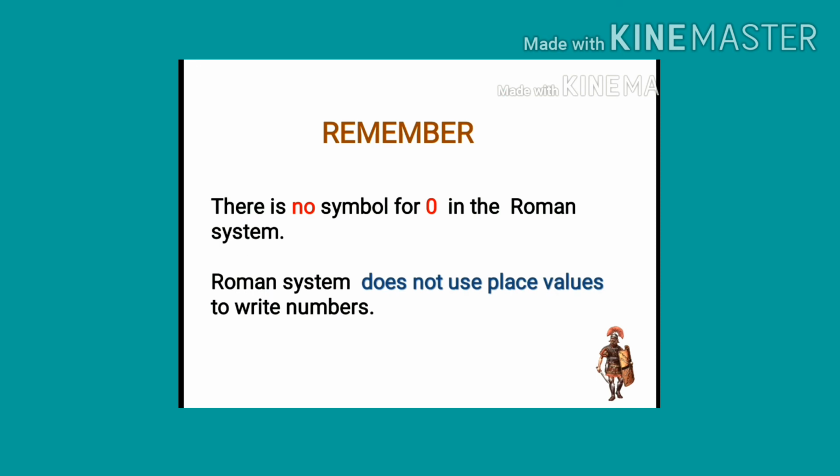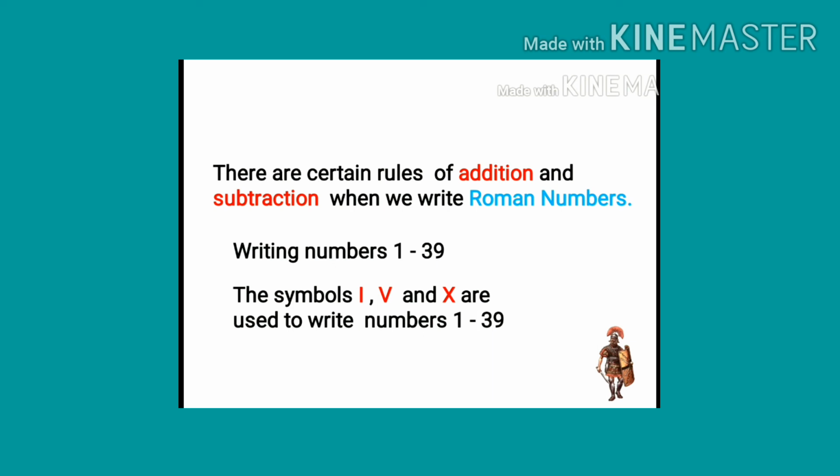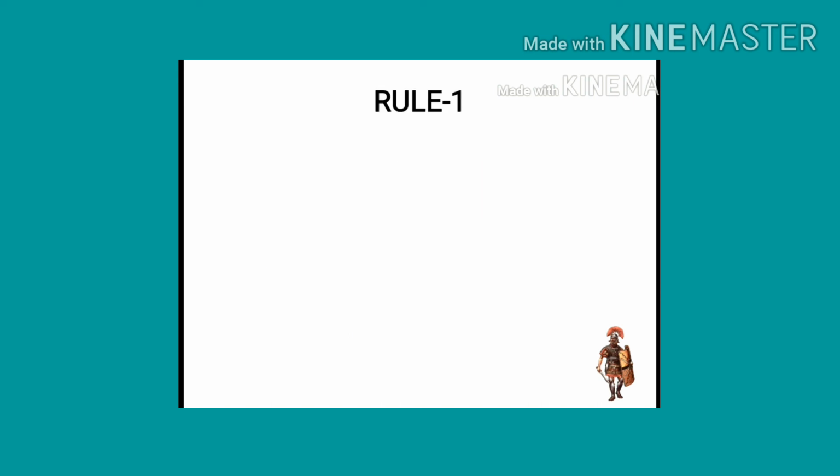Now let us remember 2 things. The thing is, there is no symbol for 0 in the Roman system. And the Roman system does not have any place values to write numbers. Now, there are certain rules of addition and subtraction when we write Roman numbers. In this class, we are going to learn how to write the numbers from 1 to 39. And we use the symbols I, V and X to write the numbers from 1 to 39. Now let us go for the first rule.